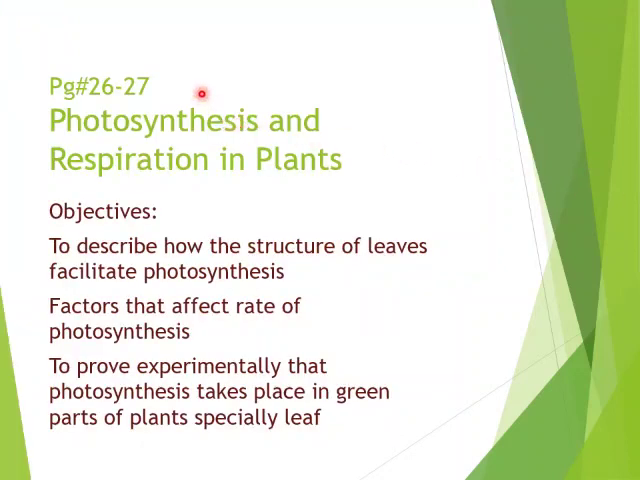On pages 26 and 27, photosynthesis and respiration in plants, our main objectives will be the same. We are going to describe how the structure of leaves facilitates photosynthesis. We will again study the factors that affect the rate of photosynthesis. And then we will prove experimentally that photosynthesis takes place in green parts of plants, especially in leaves.